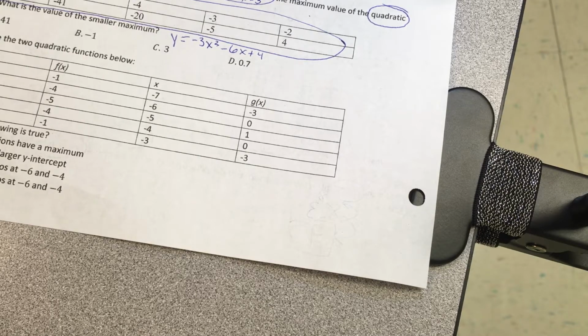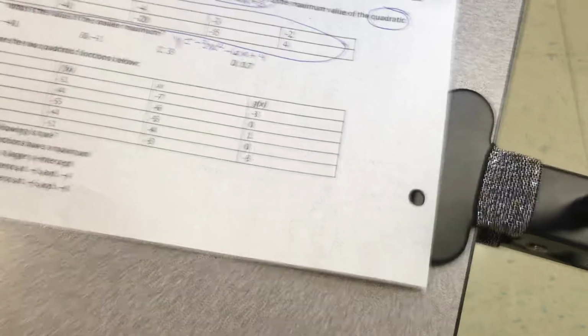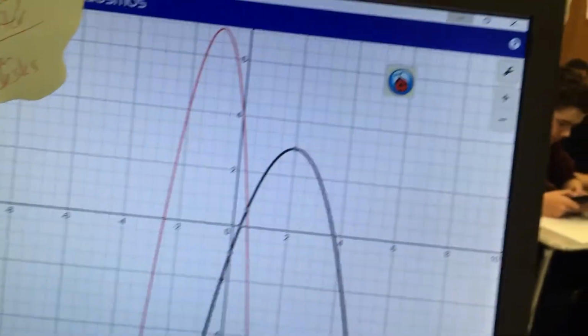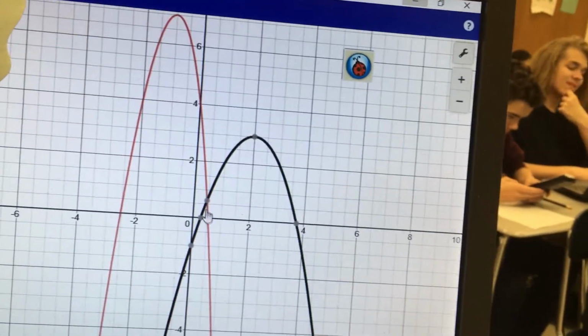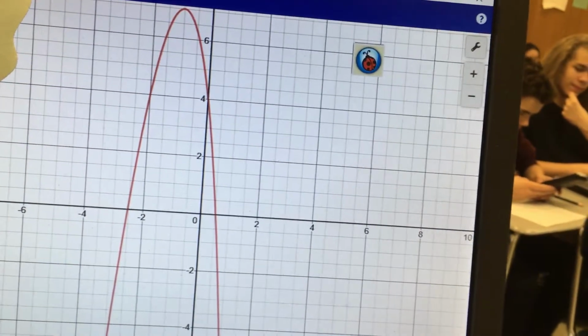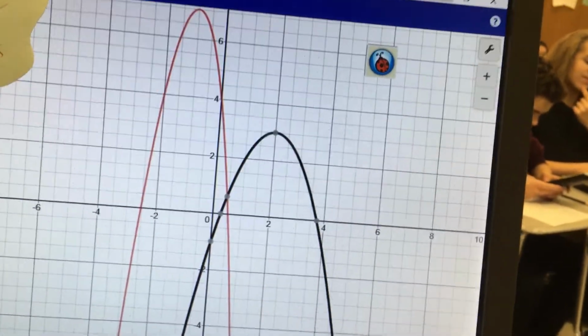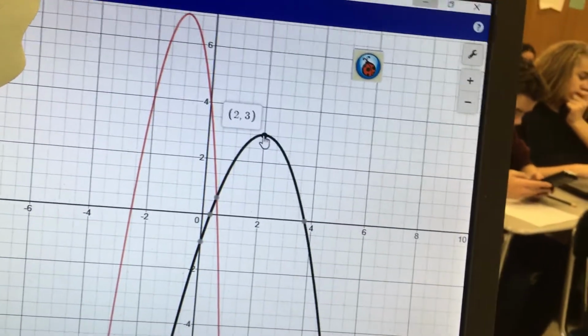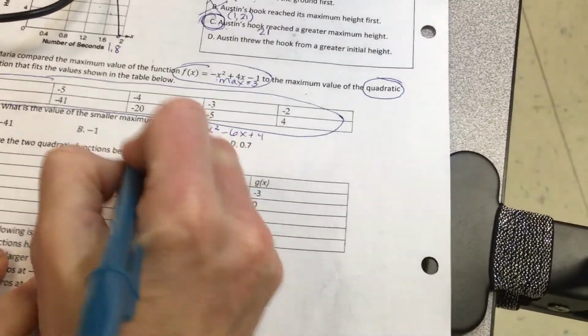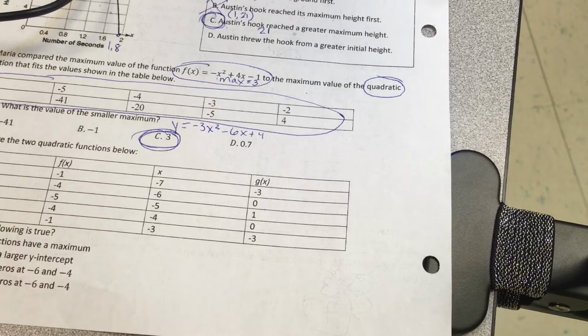Oh, sorry, I never typed the other one in. -x squared plus 4x minus 1. Okay, what's the question asking? Which one has the smaller maximum? That would be on my graph, the black one. So if I come over here and look, the black one is the very first one. And so what is the maximum of this one? 3. Okay, so the answer is C. Smaller maximum is 3.